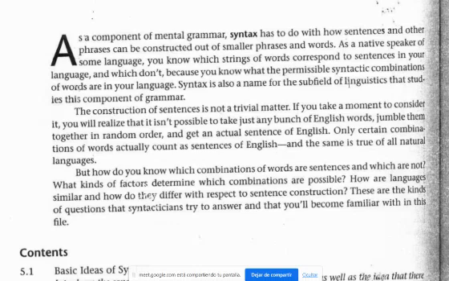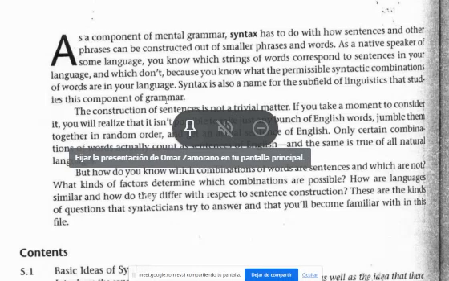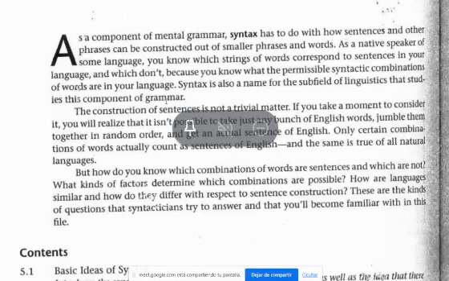Syntax is the name of the subfield of linguistics that studies this component. Syntax studies constituents. Constituents means what? What is a constituent? A group of words that function together as a unit, something like phrases and clauses. What is a constituent? The group of words. A group of words that function together as a unit.